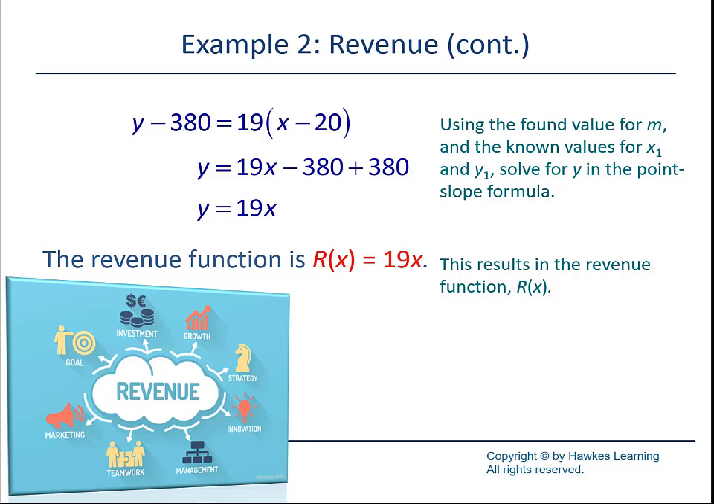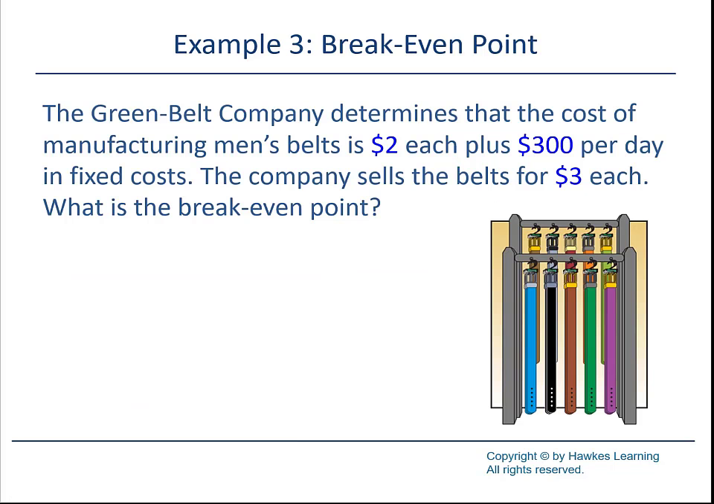All right, let's take a look at another one. Remember, we're talking a lot about business. And here's the Greenbelt Company. No, not the Greenbelt outside Washington, D.C. This is the Greenbelt Company because we're making belts. Not necessarily green, but I guess they're environmentally conscious. They found out that the cost is $2 each, $2 for each belt, plus $300 per day in fixed costs.